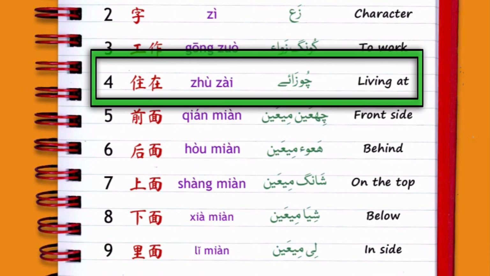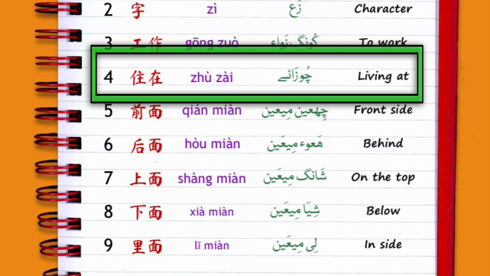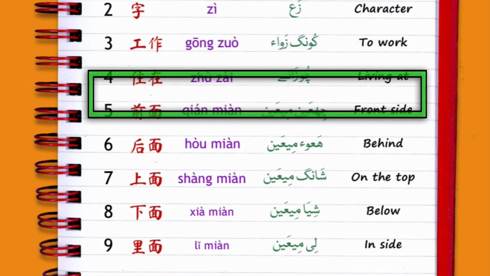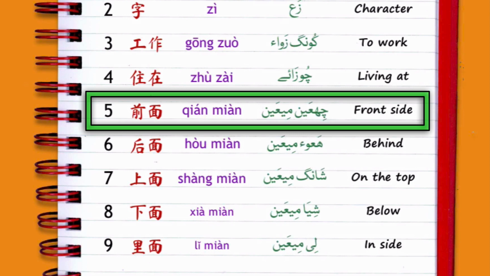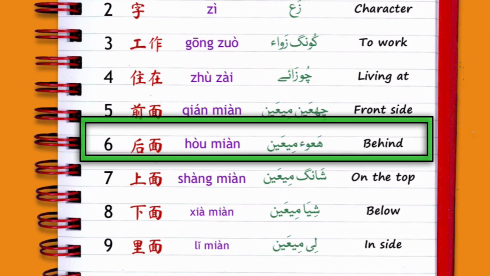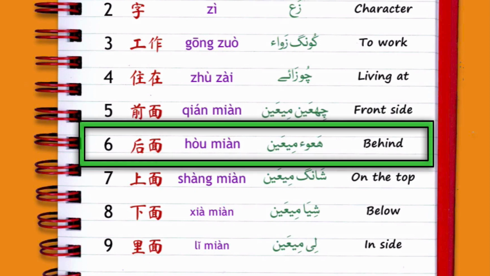Number 4. 住在. 住 means living. 在 is a preposition. 住在, living at. Number 5. 前面 means front side, in front of. Number 6, 后面 means behind, backside.